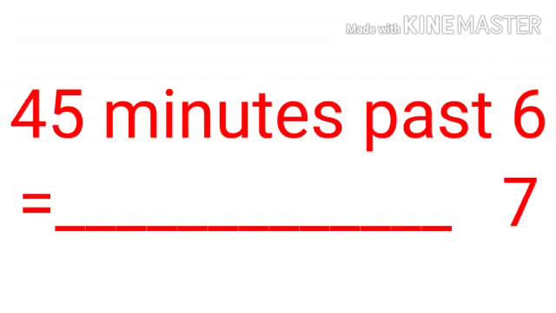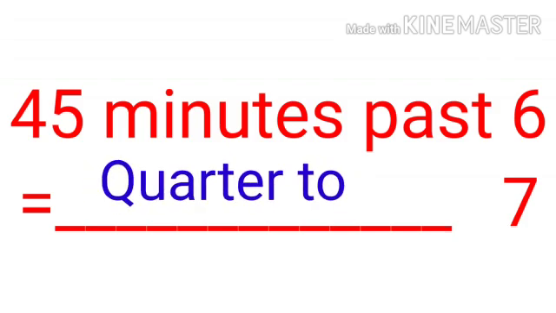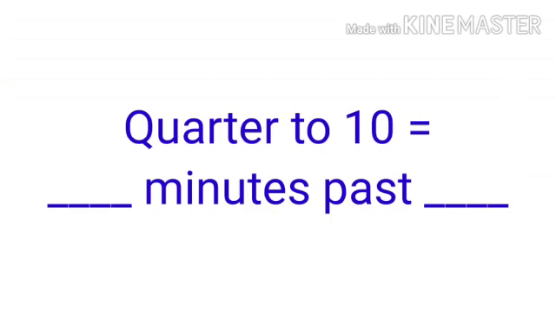Next, 45 minutes past 6. So here what are you going to write? Yes, quarter to 7. 6 will become 7. Here these changes are done. Next, quarter to 10. So 45 minutes past 9. See the differences, students, here.